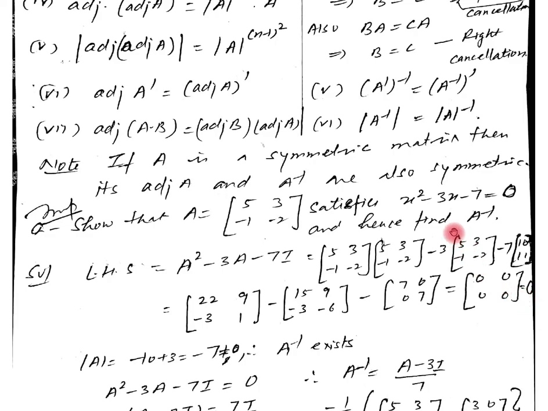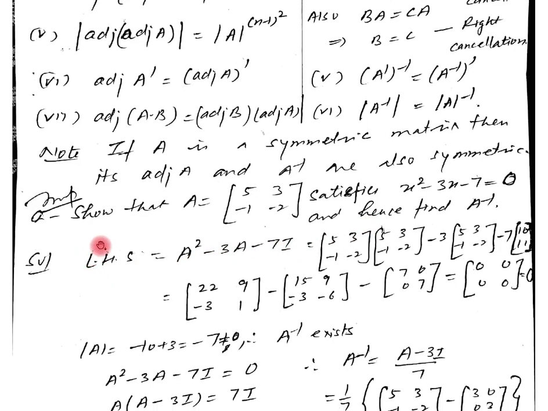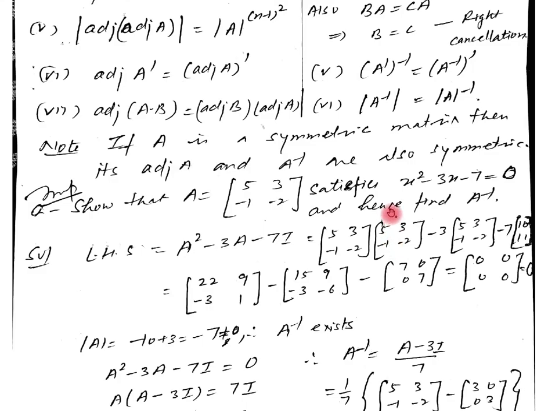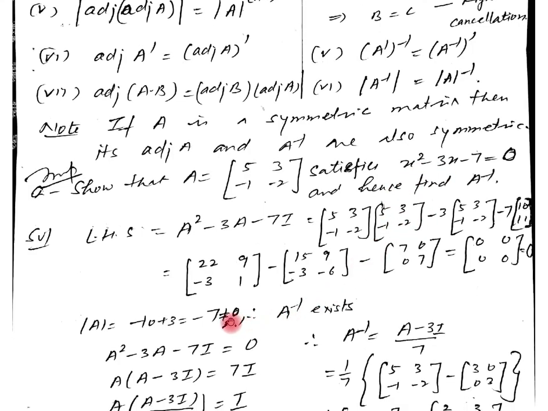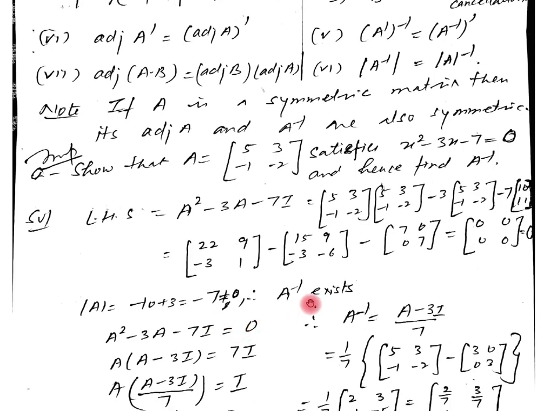Now using this equation, we have to find out A inverse. Otherwise we can find A inverse by finding cofactors, then the adjoint, and then A inverse. But here it is mentioned in the question that only by using this equation we have to find A inverse. First we will see whether A inverse exists or not. Determinant of A is minus 10 plus 3, equal to minus 7, which is not equal to 0. So we can say A inverse exists.